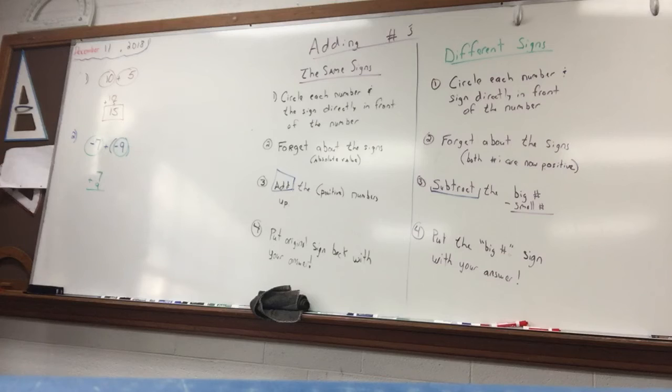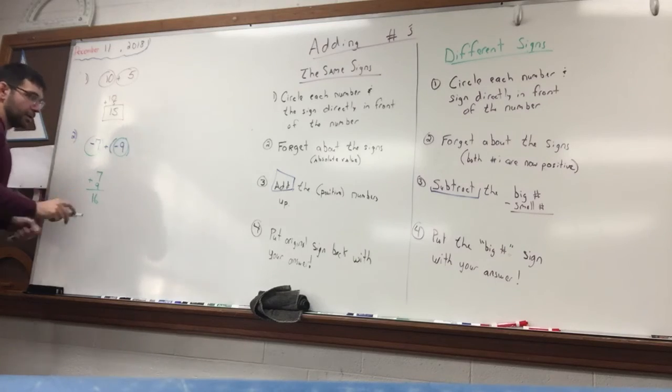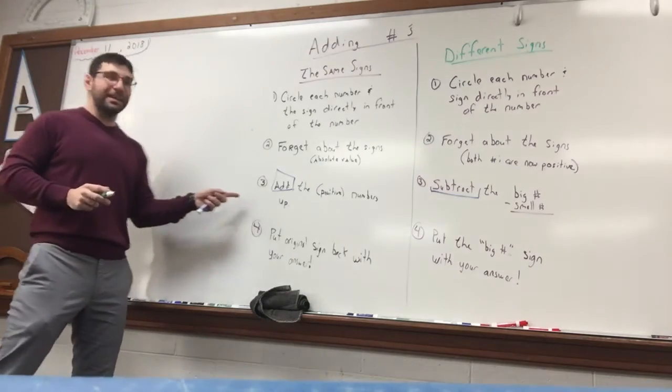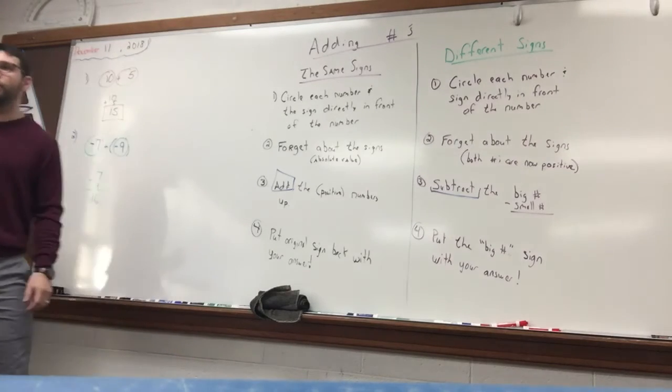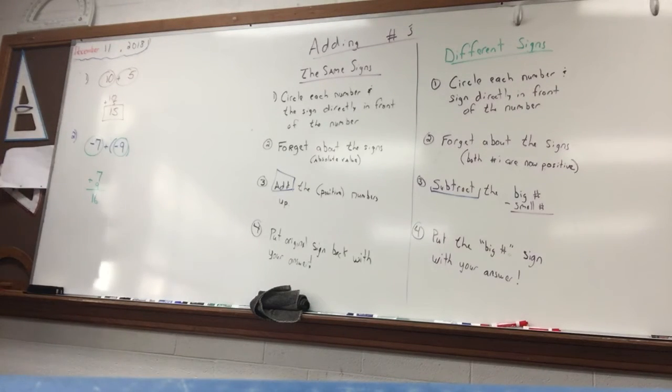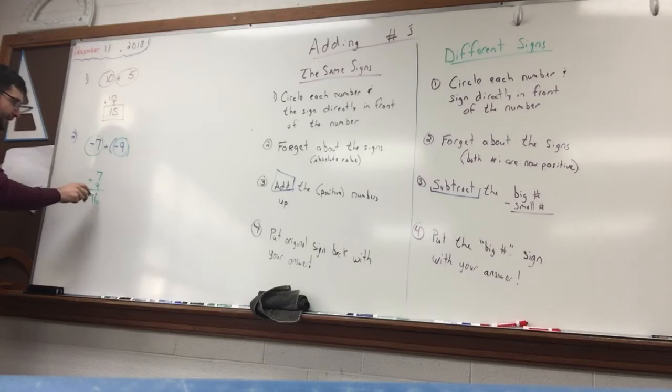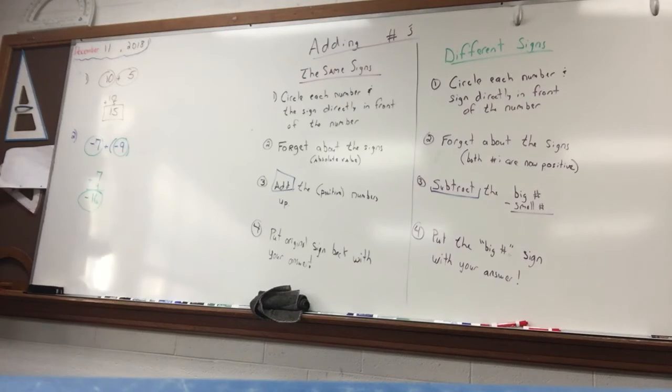So 7 plus 9. Izzy, what's 7 plus 9? 16. Add the positive numbers up. I did that. It's 16. Put the original sign back with your answer. What's the original sign, Cece? Oh, inside those circles, it's negative. So what's my answer? -16.